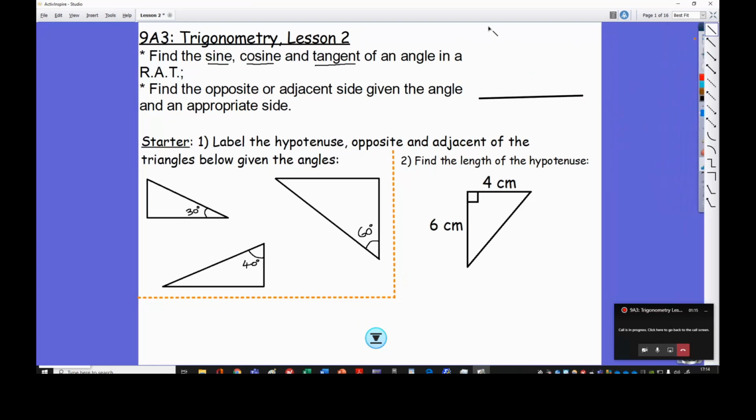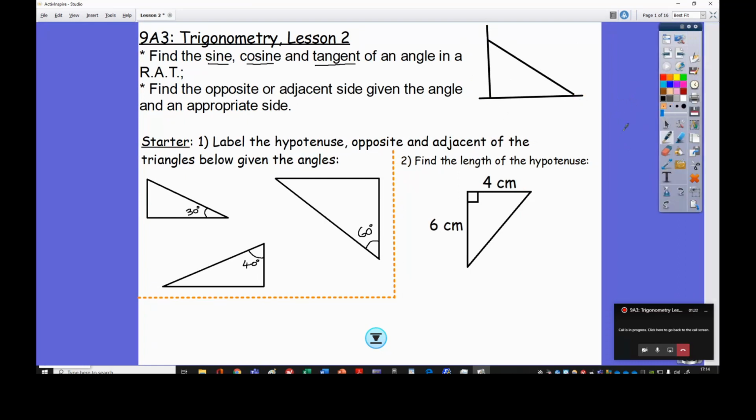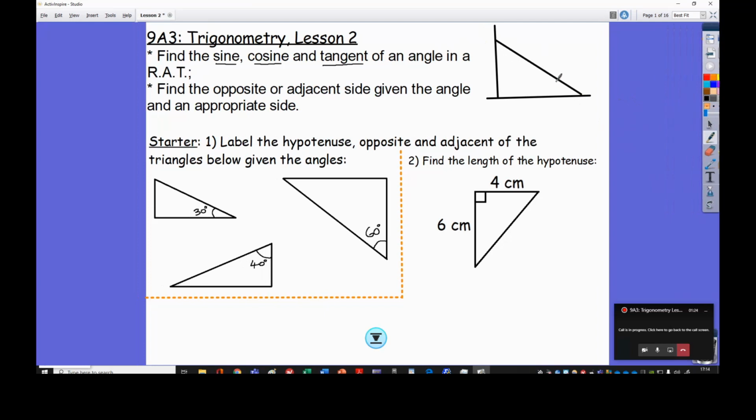If I just draw a picture. So you might have a ladder leaning against a wall, and you might be given, say, maybe this angle is like 40 degrees. Maybe you know the length of the ladder. So let's say the ladder is 2 meters long. If we know that, then we can use trigonometry.